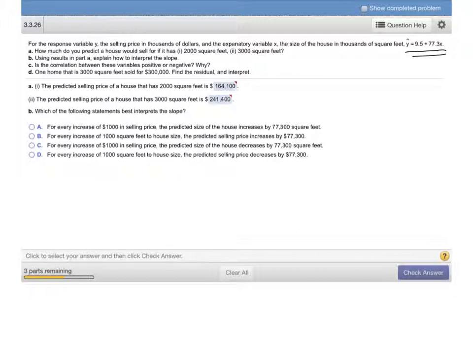So the first question asks us just to make a prediction based on our linear regression model for two different house sizes. So just write A over here. So the first one asks us what we think the price should be if the house is 2,000 square feet. So that means X should be 2. So in the model, 9.5 plus 77.3 times 2.